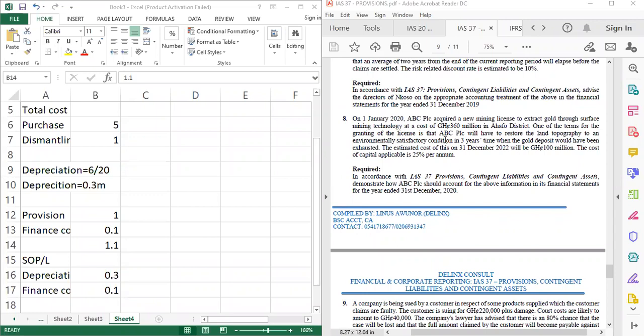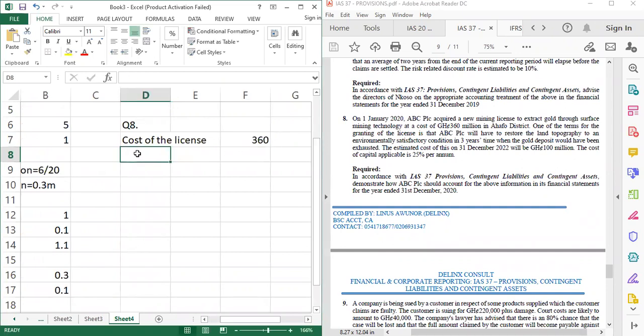In accordance with IAS, the provision, contingent liability, and assets, demonstrate how ABC PLC should account for the above information on the financial statement for the year ended 31st December 2020. Okay. So what is the cost of the mining license? 360 million. So the cost of the license is 360 million.